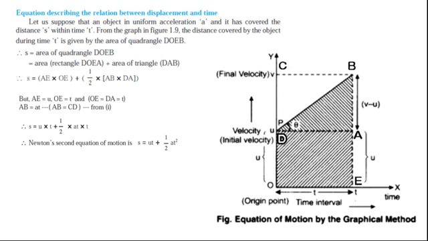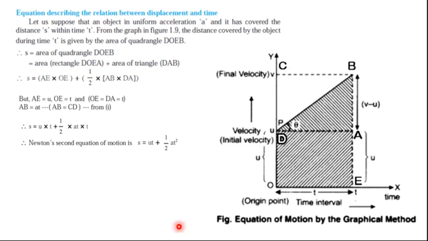So to calculate this you will get S is equal to U into T plus half into A T into T. So T gets squared. So Newton's second equation of motion is S is equal to UT plus half AT square. This is the second equation of Newton's, and it gives the relation between displacement of an object and time.